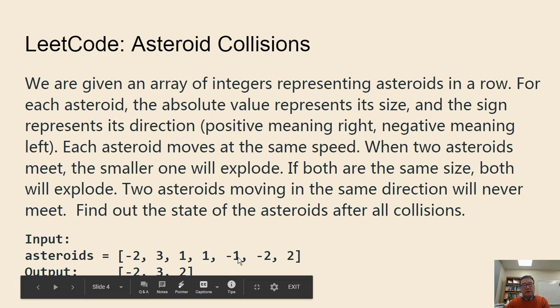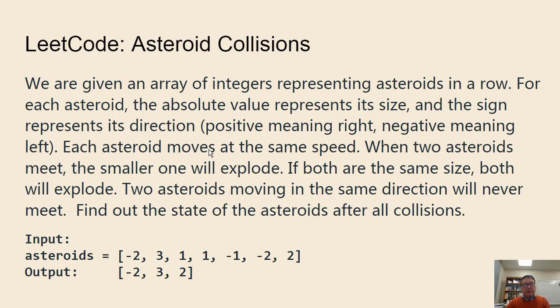Then this 1 and the -1 will collide, and they will both be destroyed. And next we have -2. -2 is moving left, and after these two are destroyed, we have 1 moving right. So this 1 will be destroyed because it's smaller. Then we have -2 facing 3, and the -2 will be destroyed. So we have 3 left. The next one is 2. These 2 and 3 are both moving toward the right, so they will not collide. So the final state we have is -2, 3, and 2. Now I encourage you to solve this problem on LeetCode yourself before moving on.